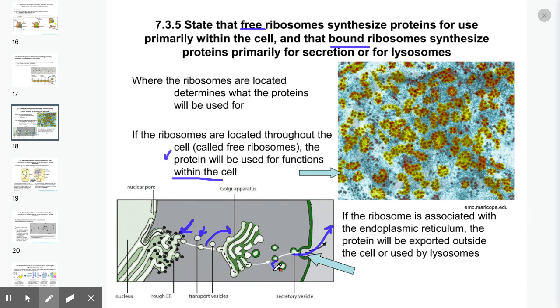Or it could end up being something called a lysosome, I'll review, which are these vesicles, little bubbles with proteins in them that are used to help digest things within the cell. So these guys float around and they help digest. So that's the difference between a free ribosome, proteins used inside the cell, and bound ribosomes. They're going to be used for different processes outside the cell or for lysosomes.